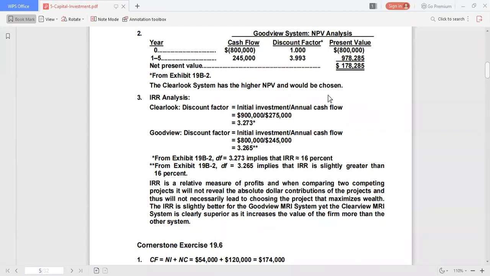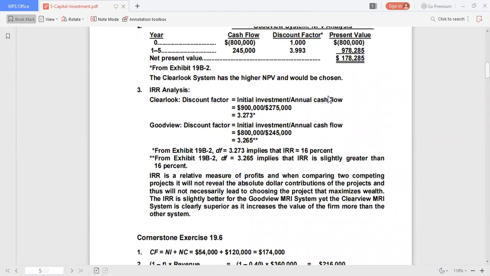IRR is a relative measure of profits, and when comparing two competing projects, it will not reveal the absolute dollar contributions of the projects and thus will not necessarily lead to choosing the project that maximizes wealth. The IRR is slightly better for the Goodview MRI system, yet the Clearview MRI system is clearly superior as it increases the value of the firm more than the other system. Now we go to number 6.